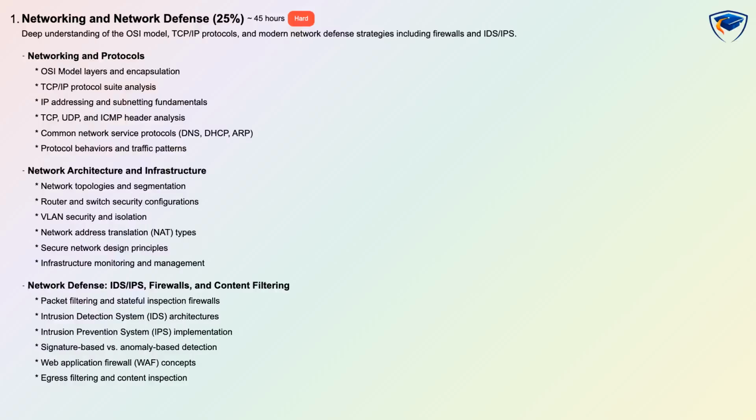Networking and network defense is weighted at 25%, labeled hard, and estimated at 45 hours of study with hands-on and conceptual assessment. You will learn deep OSI model concepts, TCP/IP analysis, IP addressing and subnetting, and how to read TCP, UDP, and ICMP headers. You will study network architecture and secure design including VLANs, NAT, and secure router and switch configurations. You will also cover defenses such as packet filtering and stateful firewalls, IDS and IPS architectures, signature and anomaly detection, web application firewall concepts, and content inspection.